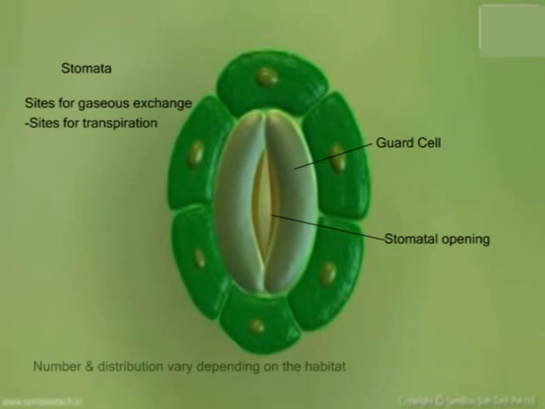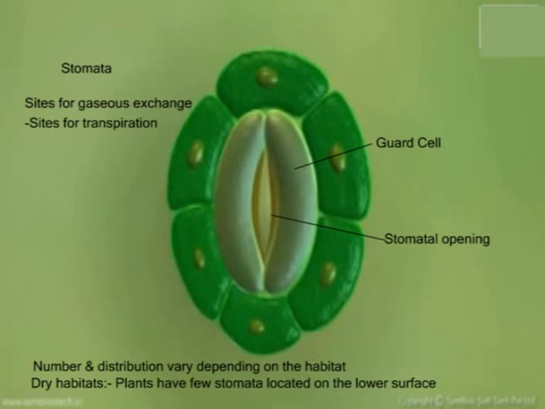The number and distribution of stomata vary from plant to plant depending on their habitat. Plants growing in relatively dry areas have very few stomata. Most of the few present stomata are located on the lower surface of the leaf, away from direct sunshine. Now, this serves to reduce the rate of water loss via transpiration while maintaining the important process of gaseous exchange.